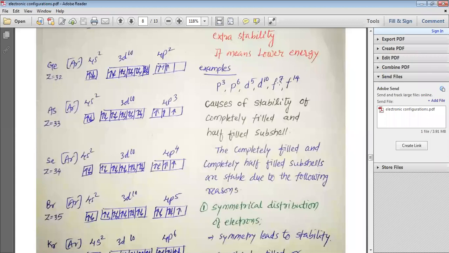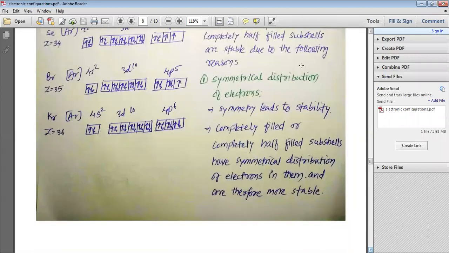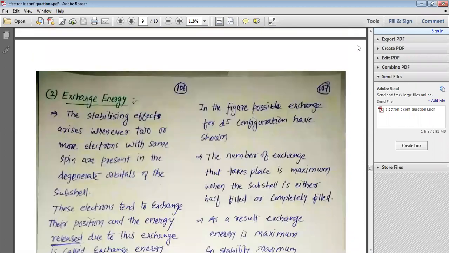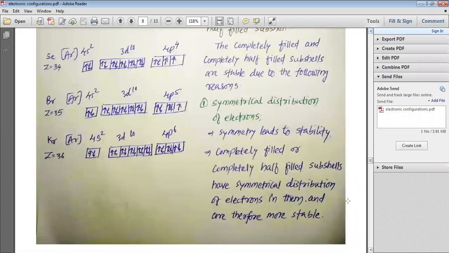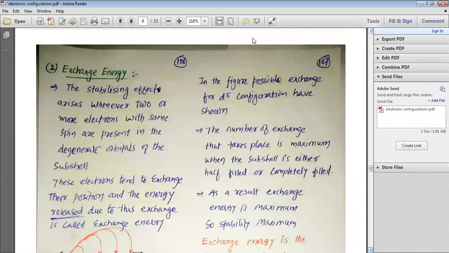Now we need to understand the various causes of stability of the completely filled and half filled subshell. So what are the reasons? Completely filled and completely half filled subshells are stable due to the following reasons. The first reason is symmetrical distribution of electrons. So symmetry leads to stability. Completely filled or completely half filled subshells have symmetrical distribution of electrons in them, and that is why they are more stable. My dear students, please try to remember that electronic configurations which are completely half filled or completely filled have symmetry, and we know that symmetry causes stability.